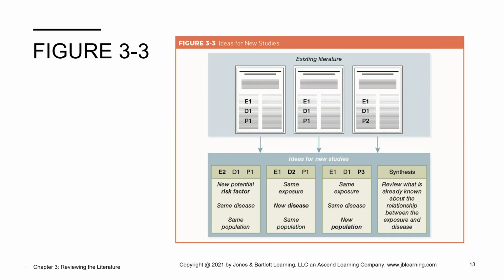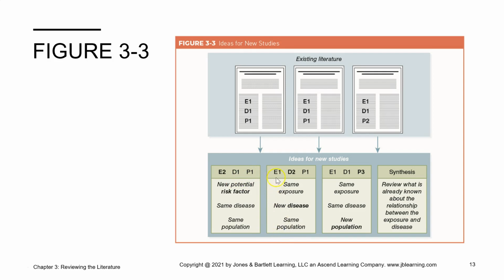Figure 3.3 goes over some ideas of new studies. Here it breaks down the existing literature at the top, and then it says, what you could do is, let's take paper 1 here, and it goes down here. It could be that you have a new potential risk factor. This E2 is looking at a different exposure, but the same disease and the same population. E1 here has been changed to E2, but the disease is the same and the population is the same.